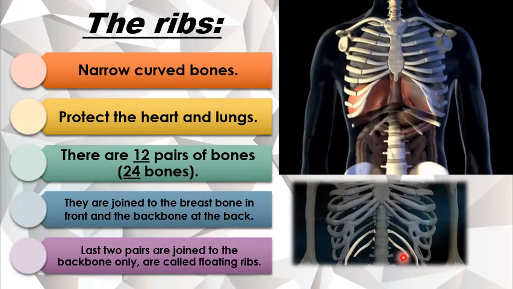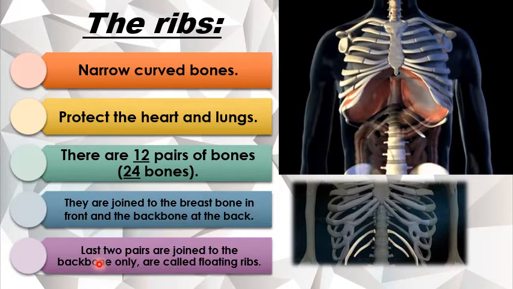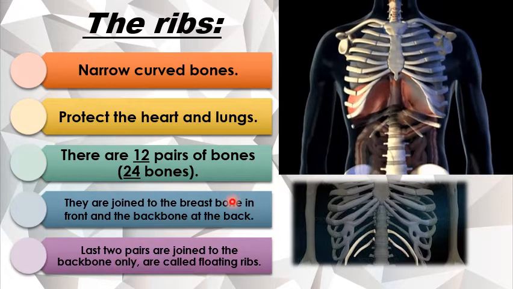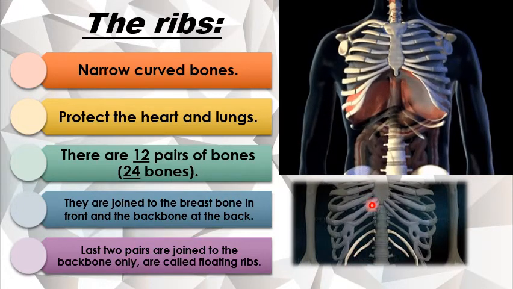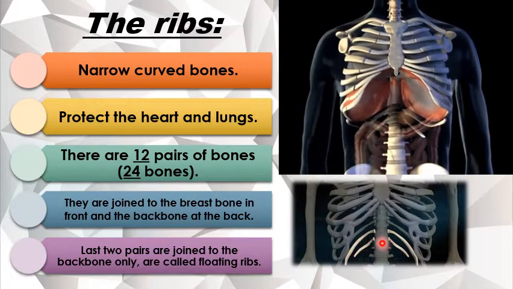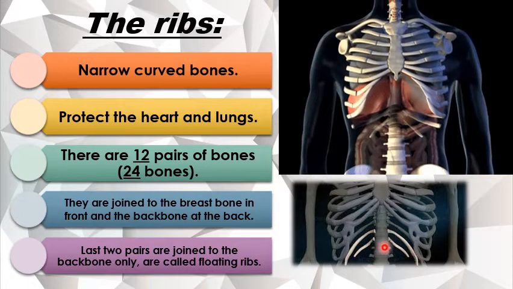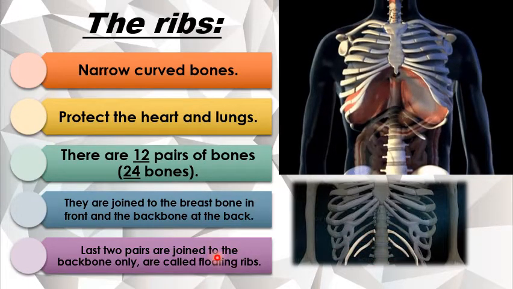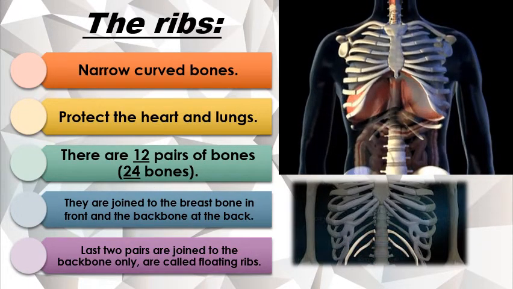Why are they called floating ribs? Because they are joined to the backbone only. They do not come to the front side, and they are not joined or attached to the breastbone. So this is how they look, and this is why they are called floating ribs.